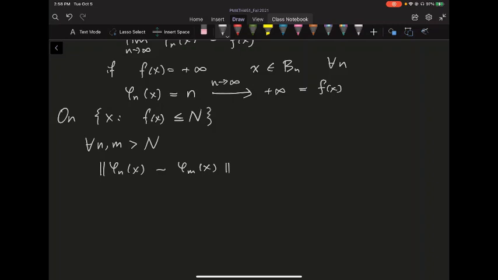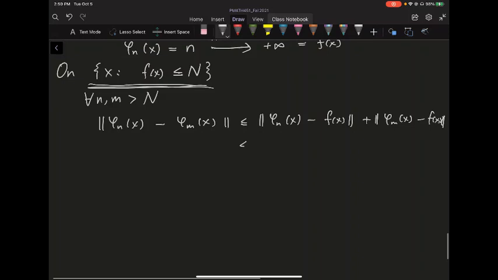And you can convince yourself of the following. I can use the triangle inequality. I'll just make it a little bit bigger: the difference between phi n of x and phi m of x is at most the difference between phi n of x and f of x plus f of x and phi m of x. Each of them, phi n is the nth step, so its accuracy is 2 to the negative n, and phi m has accuracy 2 to the negative m. Because I am on this set, I know f of x is less than or equal to N here, so this x is never inside B_n or B_m in any case. So I have a good approximation.